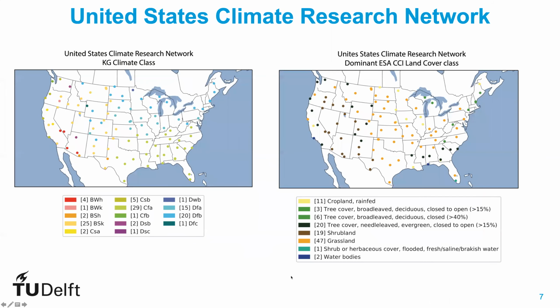We've conducted this study using 10 years of ASCAT data at the sites of the United States Climate Research Network. Data from this network of 109 stations were obtained through the International Soil Moisture Network. Within this area, there are 8 different ESA-CCI land cover classes and 14 different climate classes.